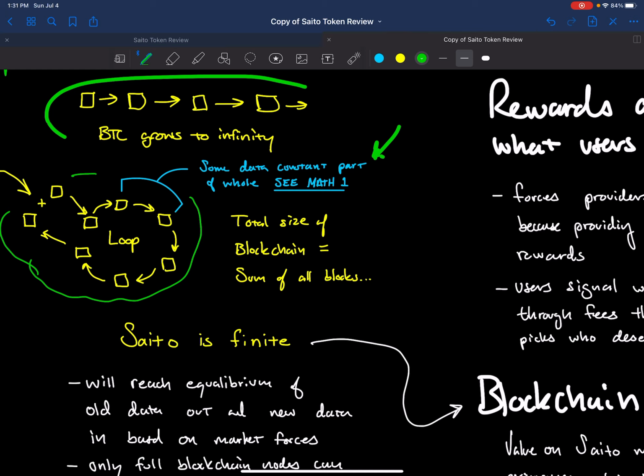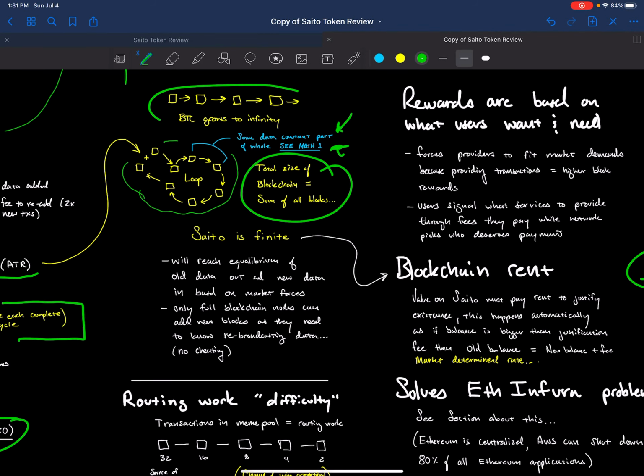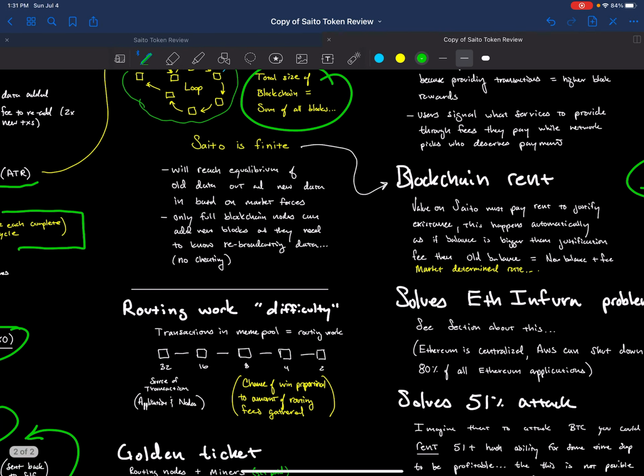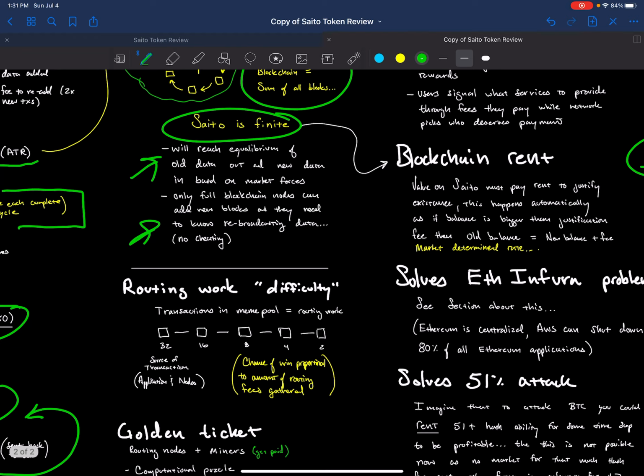All right. Total size of the blockchain will be the sum of all the blocks. And so there'll be some number of blocks that exist. So Saito is finite, whereas other blockchains go on forever. It'll reach an equilibrium of old data out and new data in. And only full blockchain nodes can add new blocks as they need to know the rebroadcasting data. So there will be no cheating, and the whole history will persist in Saito.